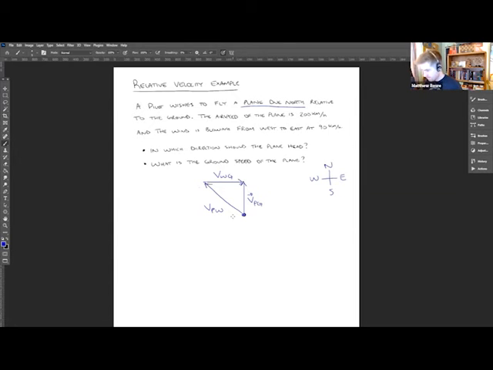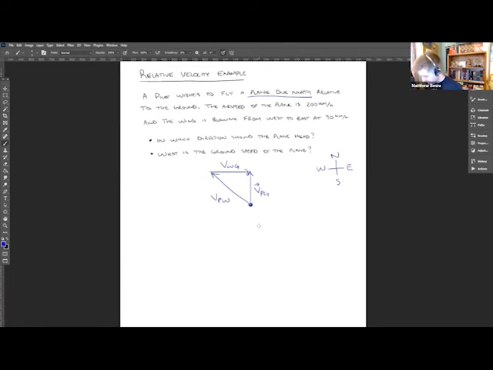All right. So this is just showing that the velocity of the plane with respect to the ground is actually the velocity of the plane with respect to the air wind plus the velocity of the wind with respect to the ground.